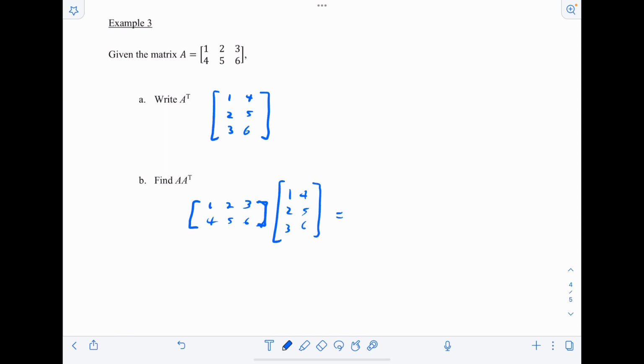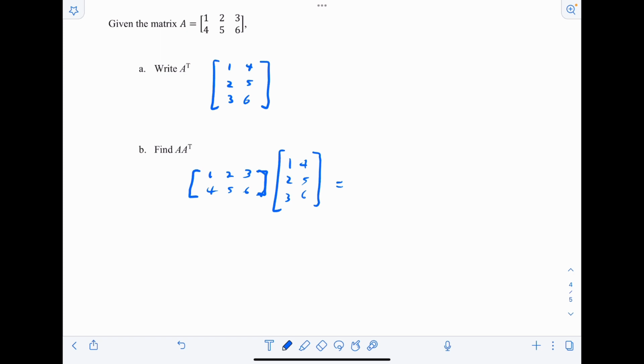All right, and when we do that, we get, let's see, we'll have 1, 4, and 9 is 14. And then we'll have 4, 10, and 18 is 32. And then for our second row, we've got 4, 10, and 18 is again 32. And then 16, 25, and 36 is 77. All right, so that is our product of a matrix times its transpose.